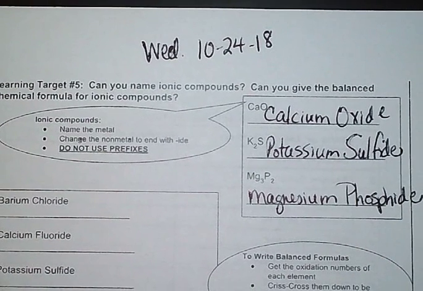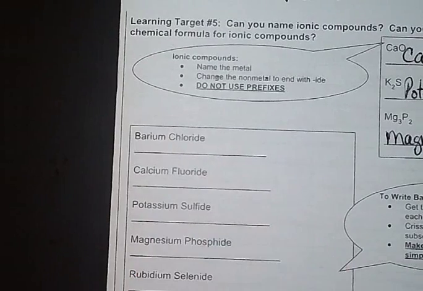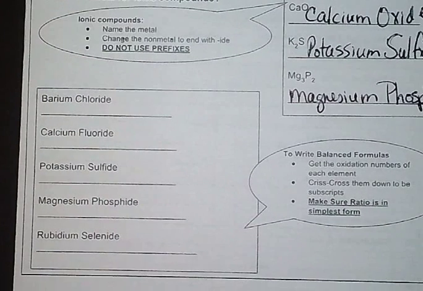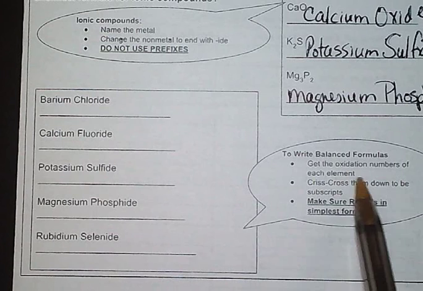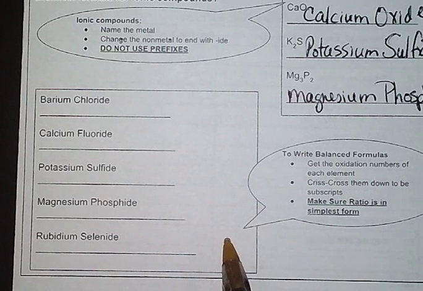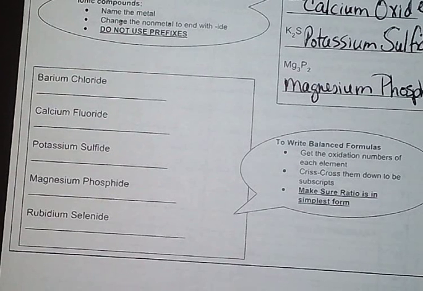So that's all you have to do there. On this one, if they give you the formula and you have to give the name, or they give you the name and you have to give the formula, you're going to get the oxidation number for each element. Remember, the oxidation numbers are on the top of the family. So if I look at my periodic table on page 41 of my notebook, we have our oxidation numbers listed.